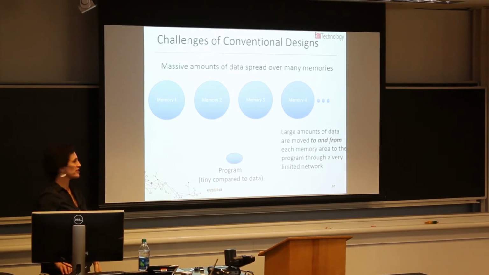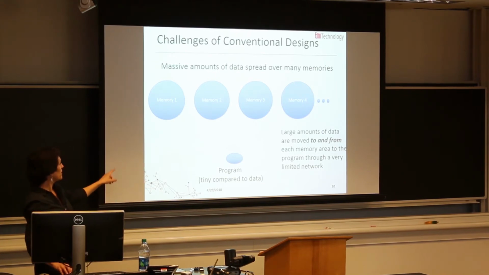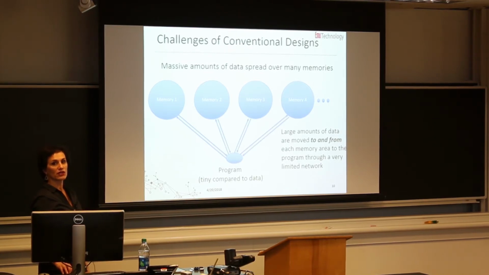So here's a conventional design. There's my program, which is relatively small compared to the data, because this is the big data world. And I've got like 4 distributed memories, and I've got this program. And let's say I need to access all of them. Well, here's what I'm doing. I'm doing 8 fetches and stores to memory over the network. And remember, each one of those fetches is hurting my efficiency and hurting my performance. So you have a lot of data that's moved through a very limited network.